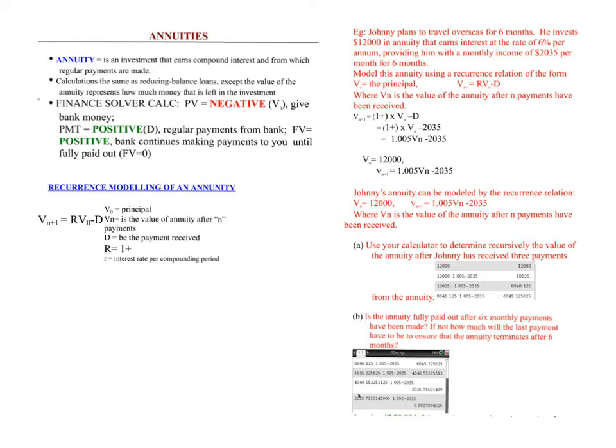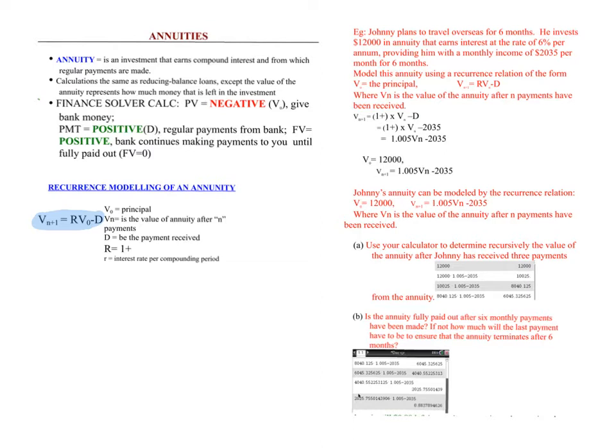If you have to set up a recursion relation for an annuity, you can see it looks like this down here. It looks similar to a reducing balance loan as well, because it's sort of the same thing: it's gaining interest and you're taking away to exhaust it out. So as a recurrence model, it will look similar, but in the Finance Solver, it will look different. So let's go and do this question up here.